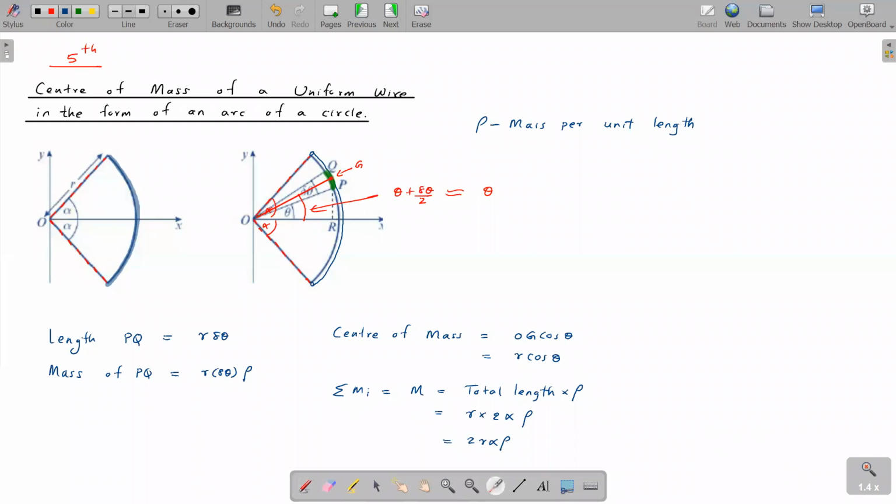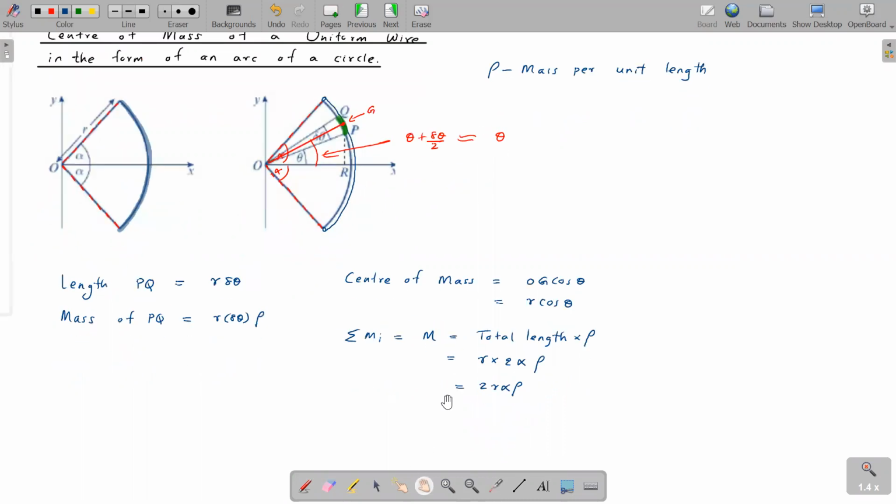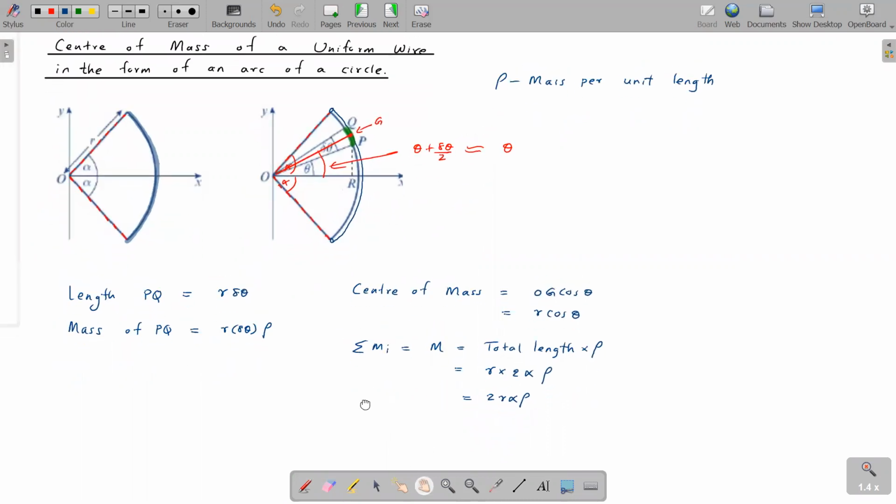Guys, can you see? So for sigma mi, instead of going through the integration, taking the mass of one strip and taking the sigma and going through integration, we can go through with this, and that's going to reduce the work for us. So this is all you need. So we have everything we require now.